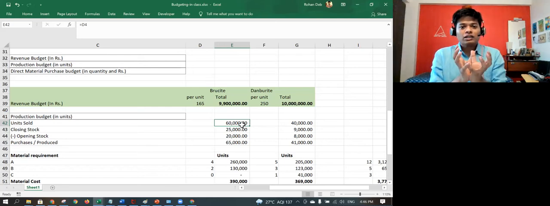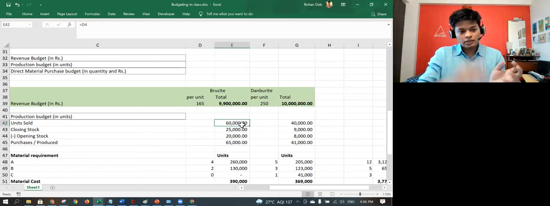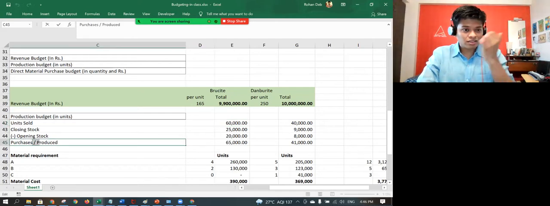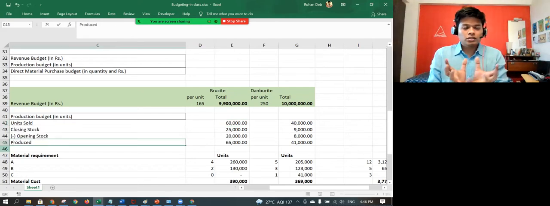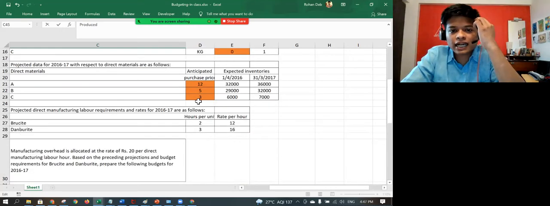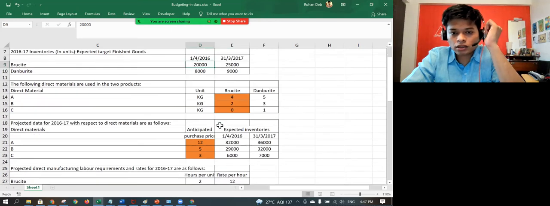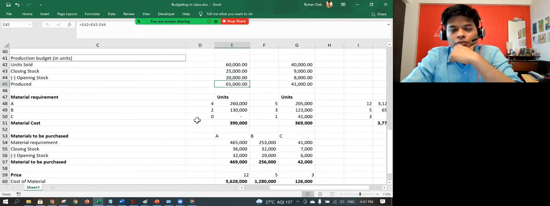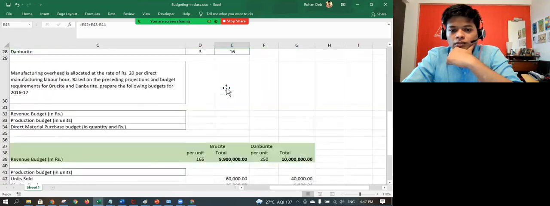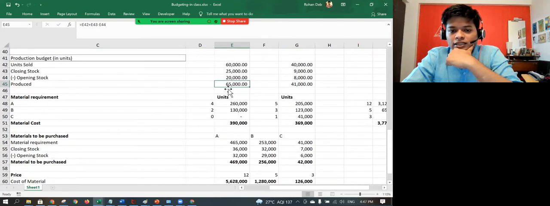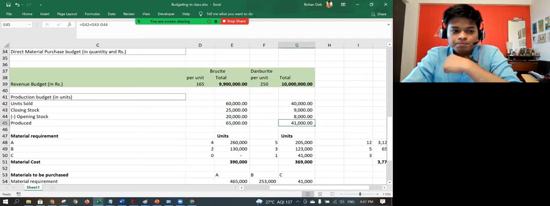Now I have to find out the number of units that should be produced, not purchased. If you take out the opening stock, then the amount left will be the number of purchases. In this case, I have the units sold, the opening stock and the closing stock. So if I do 60,000, which is my projected sales, plus closing stock minus opening stock, this will give me the number of units produced. For brucite, it's this much, and for danbrite, it's this much.